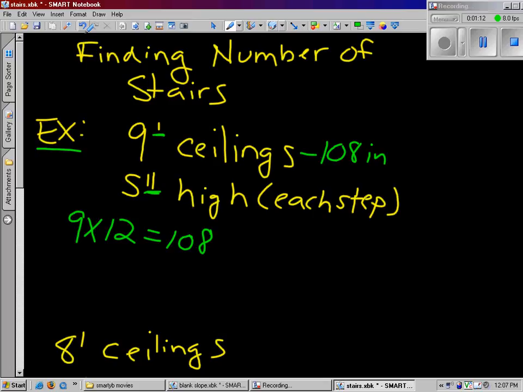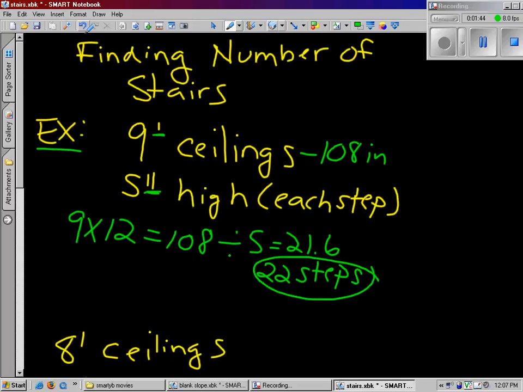And now I know each step is going to be 5 inches, but I don't know how many. So all I have to do is take my 108 and divide it by 5. That's it. Now, more than likely, you're going to end up with a decimal. In this case, we get 21.6, right? You can't have 0.6 of a step, can you? It doesn't really work that way. You have to have whole steps. So we're going to round this up to 22 steps.